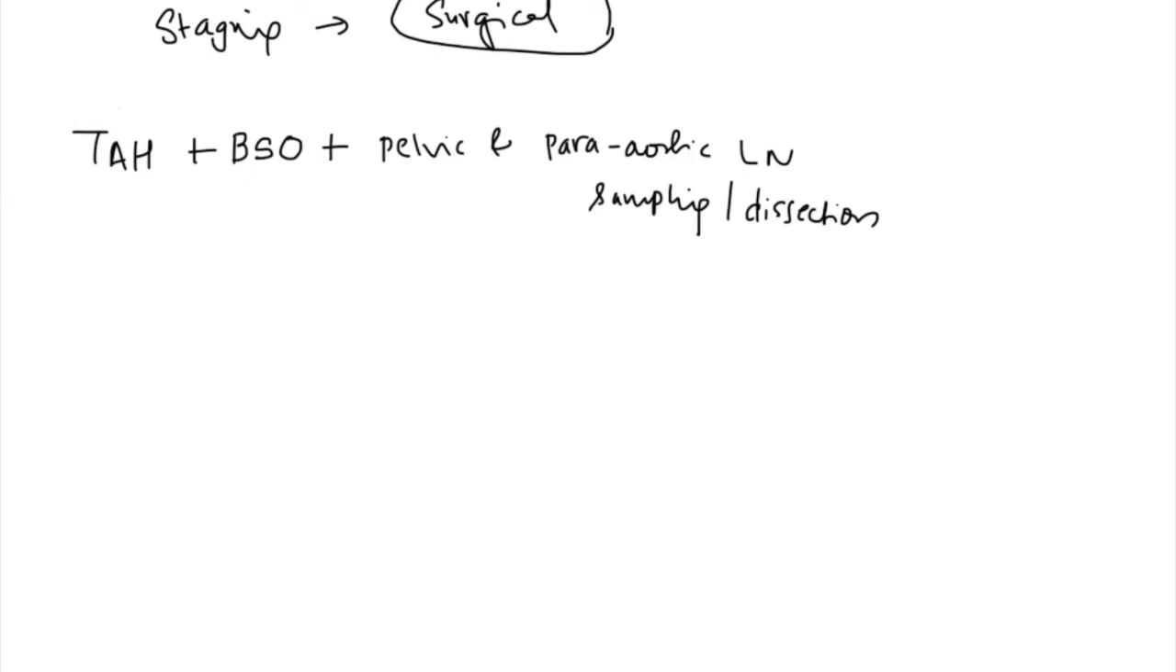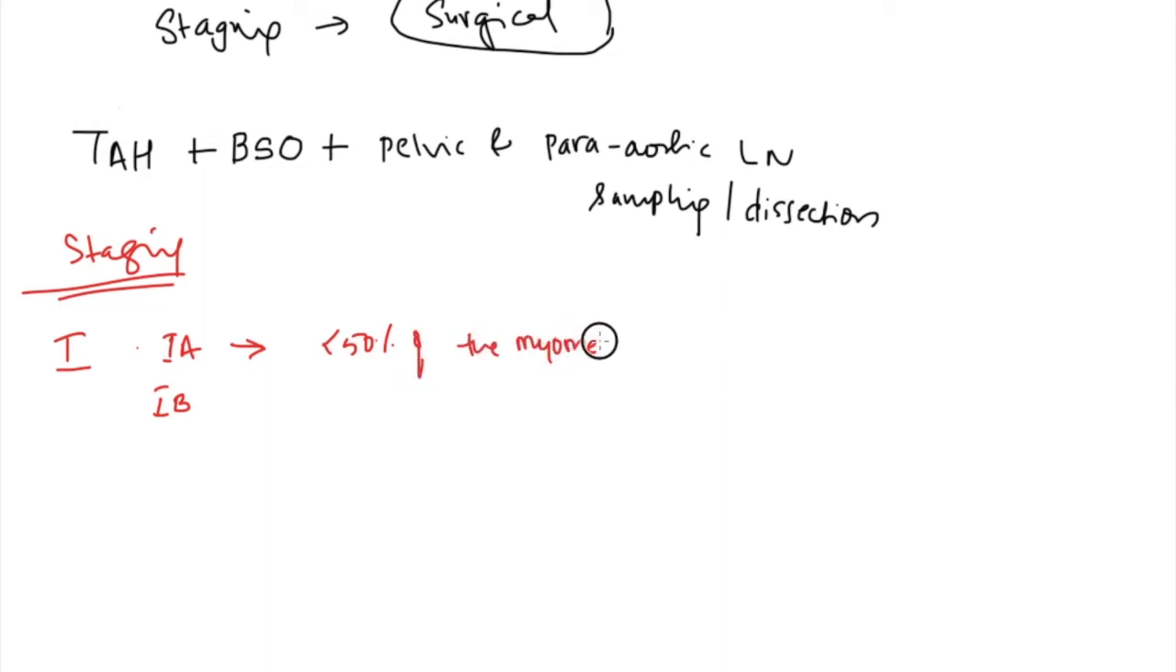Okay, now let us go into the staging. How do we describe this? There are 4 stages. Let us first talk about stage 1. Stage 1 means it is confined to the uterus. Again we have 1A and 1B. 1A means the tumor is within the endometrium or it involves less than 50% of the myometrium. Okay, simple. 1B is when it involves more than 50% of the myometrium.